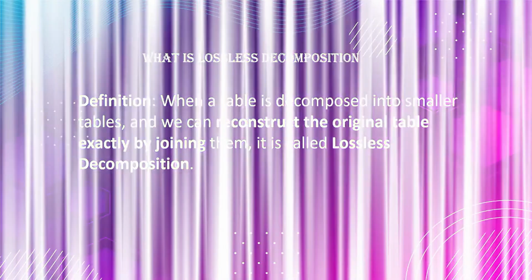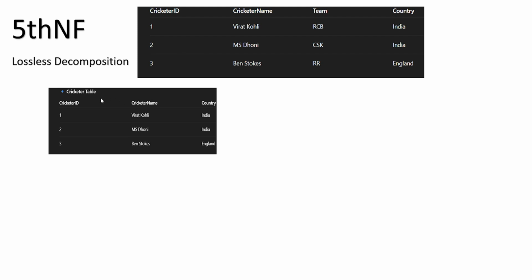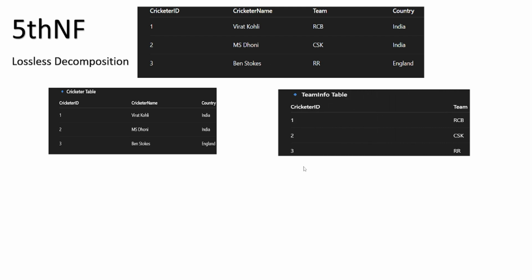So I have taken the same example with the cricketer table. Here we have the table with cricketer IDs, names, teams and country. Now let me split that table into different tables first. In one table, I have decomposed with cricketer ID, cricketer name and country. And in the next table, I have taken only cricketer ID and team. If I join these two tables, I will get this result.